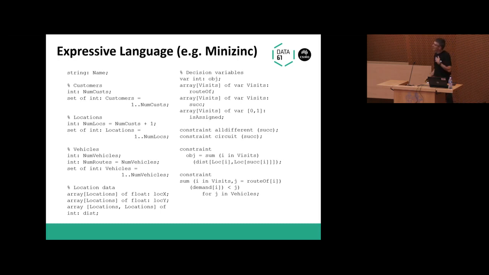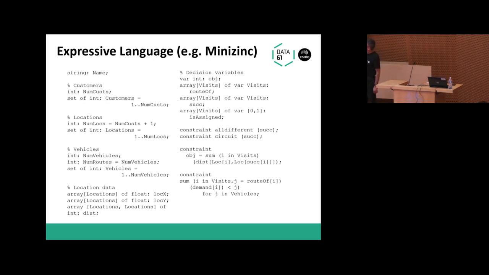Okay, so I said CP provides an expressive language. This is MiniZinc, which we'll just have a quick look at because you'll be playing with this in the laboratory if you choose to do so. So I've got here the type and then the variables. I've got a string, which is name, just for display purposes. And now I've got int number of customers, or num-custs.